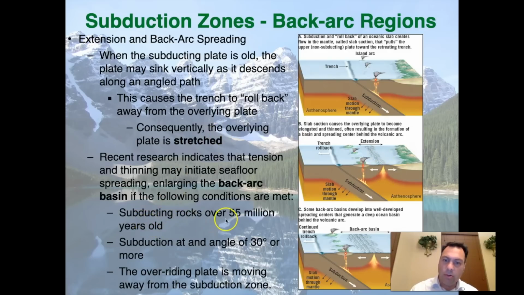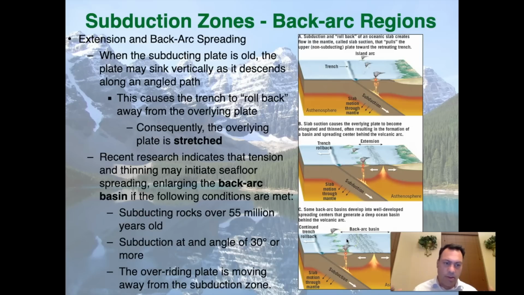So subducting rocks over 55 million years old, so they're going to be cold, they're going to be old. The subduction angle has to be at an angle of 30 degrees or more. In other words, it has to be kind of hanging there. It can't be a flat slab. And the overriding plate is moving away from the subduction zone. In other words, this plate here has to be moving in a direction away from the subduction zone. So this is moving to the right relative to this subduction zone. And so that's what we see here. Even though it's not moving, the subduction zone is moving relative to it, to the left. And so that creates a zone of thinning and extension.